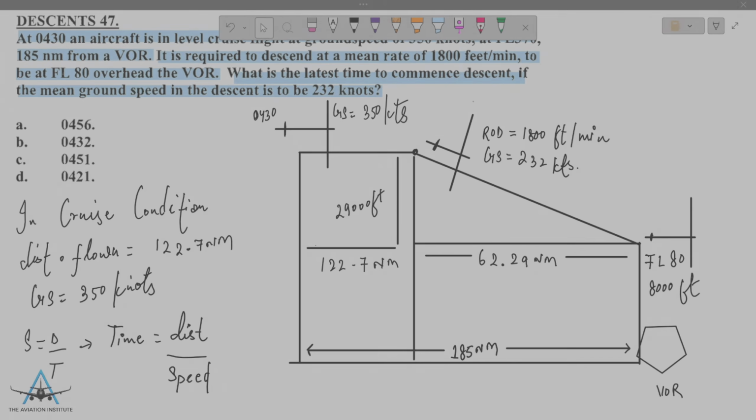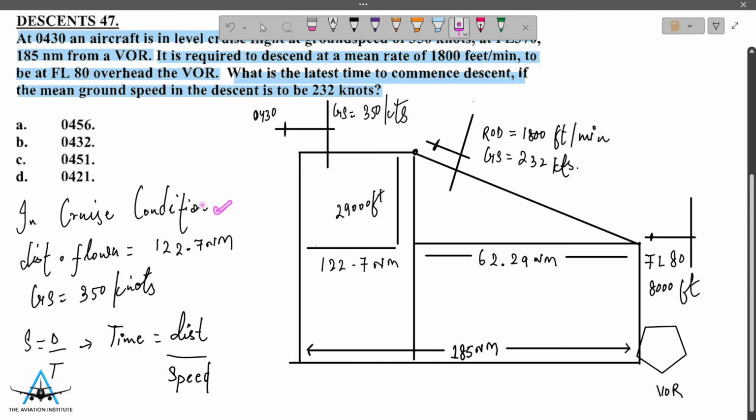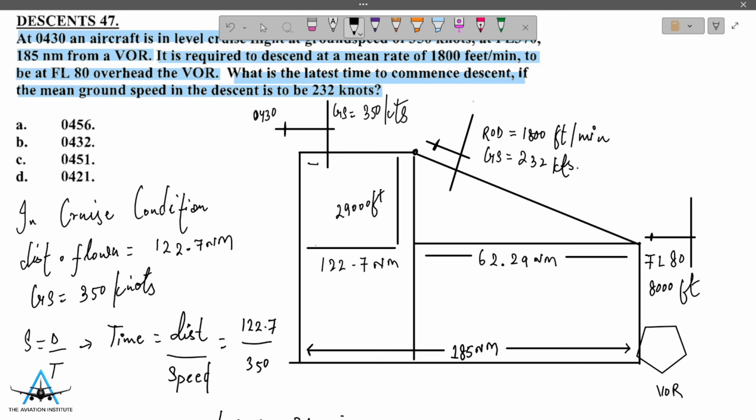Now let's focus over here. In the cruise condition, our distance flown is 122.7 nautical miles. Also our ground speed was 350 knots for cruise. Using speed is equal to distance divided by time, we can calculate time, which is distance divided by speed. When you put in the values of distance, 122.7, and speed, 350 knots, you'll have the value of time as 0.35 hours. When you convert to minutes, you will have almost 21 minutes. That means our aircraft has flown for almost 21 minutes in straight and level condition.